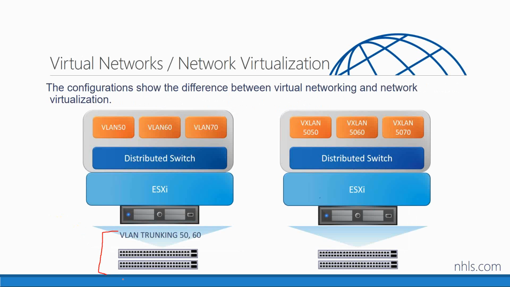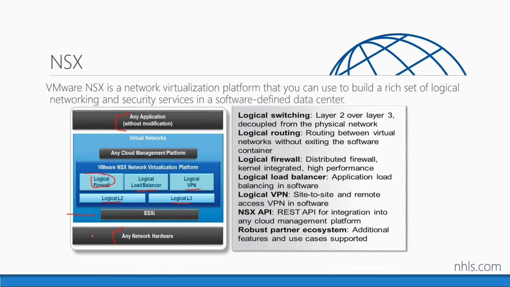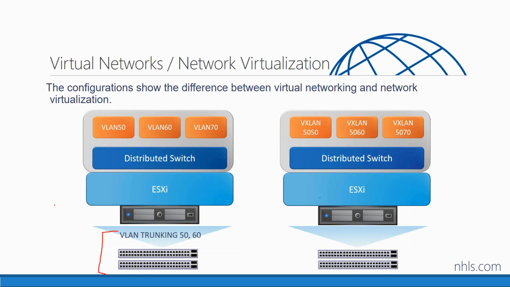Well, with network virtualization over on the right-hand side of the screen, we're taking all of that and moving it into the hypervisor inside of the ESXi server. We are no longer dependent upon the VLAN configuration on the switches, etc. This is all going into the hypervisor. So it's fundamentally changing the game as far as networking is concerned. Again, some very detailed specifics coming up.